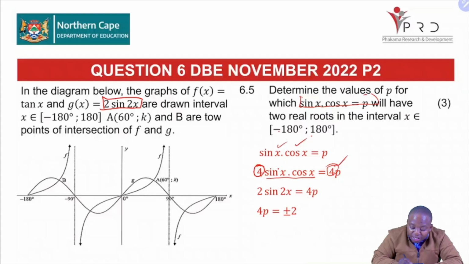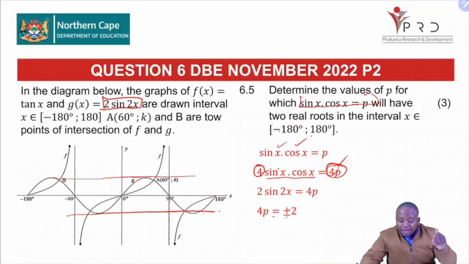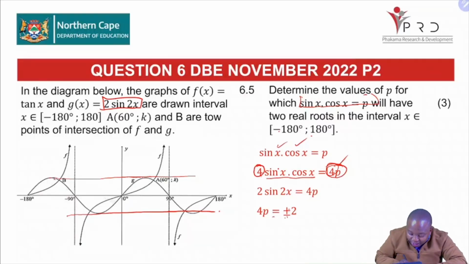So our sine 2x is equal to 4p. It's going to be equal to plus or minus 2 in this case, because now we are looking at our g at x. So we are going to look at 4p as our function again. We are looking for where we are going to have the two real roots. We are going to have two real roots at 2 and at negative 2.